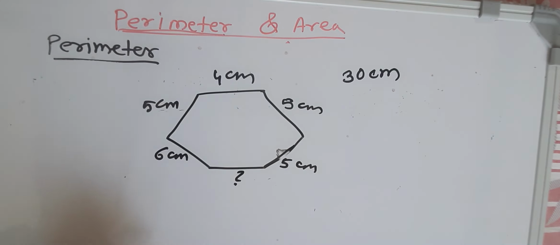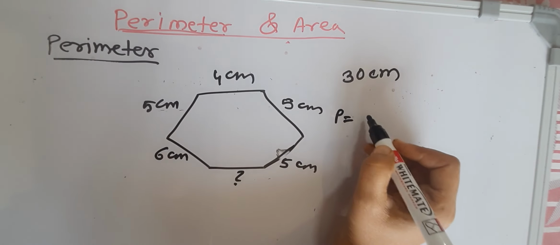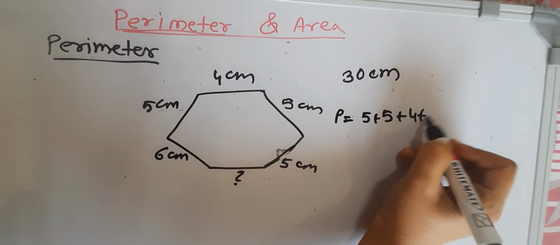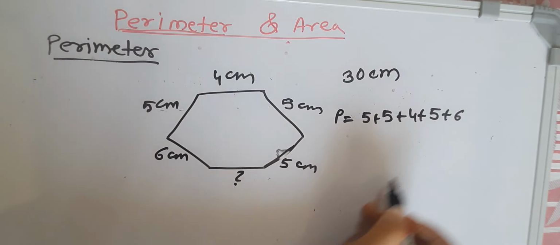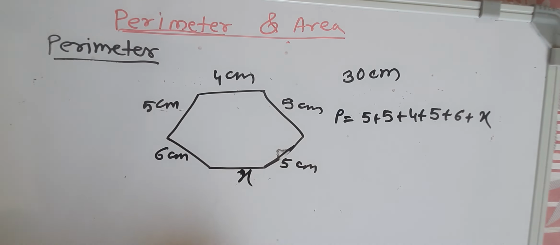And we have to find out the length of this side. What we know is perimeter is nothing but the addition of all the edges, all the sides of the given figure. So here perimeter equals 5 plus 5 plus 4 plus 5 plus 6 plus the question mark, right?